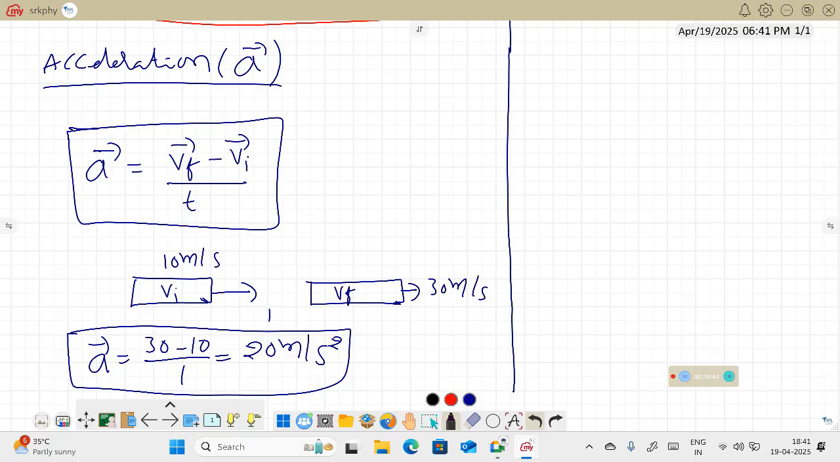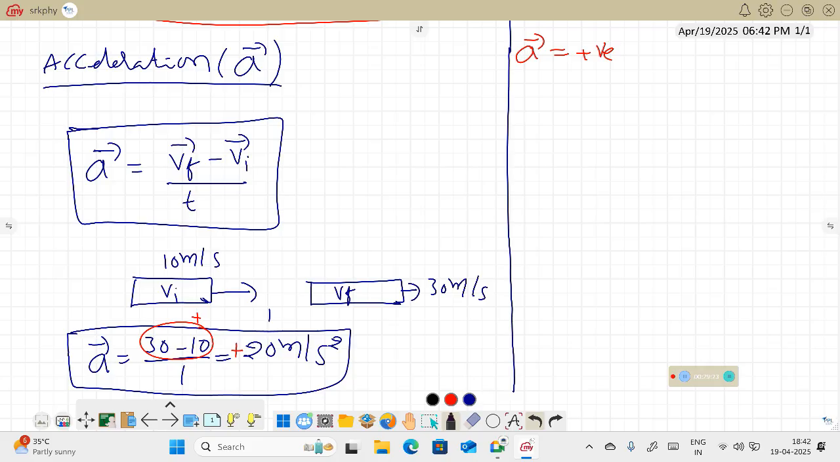Now this point, whatever value you got, is it positive or negative? Positive, plus 20. That means this change in value, 30 minus 10, is positive, then acceleration will always be positive. That is called an accelerated body.